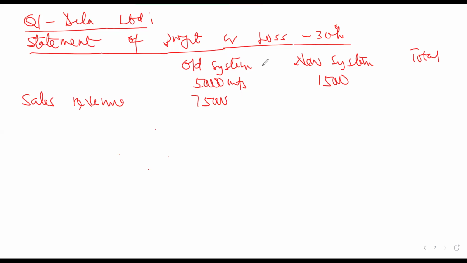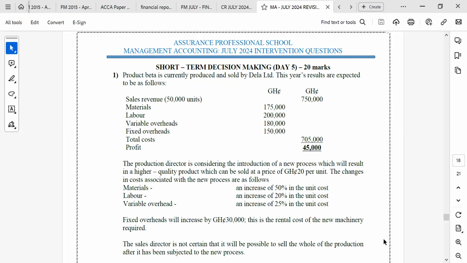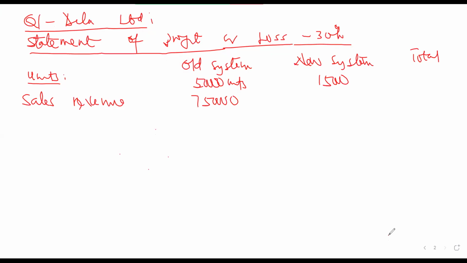What is the current selling price for the existing unit? It will be 750,000 divided by 50,000. That will give us the current selling price per unit, which is 15. Are you okay? That will be the current selling price per unit.